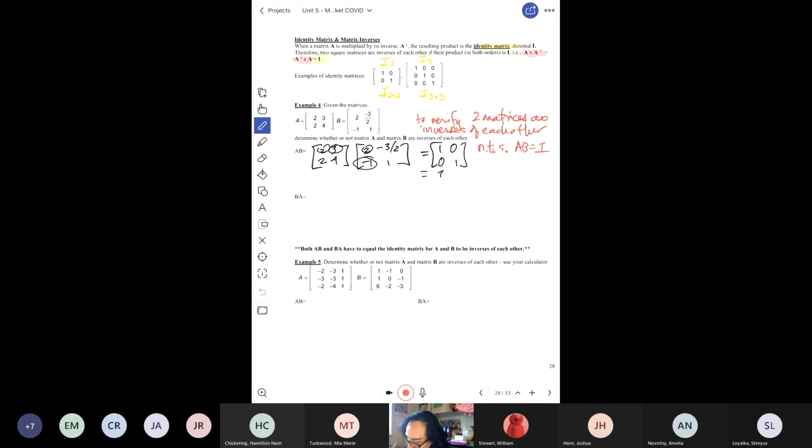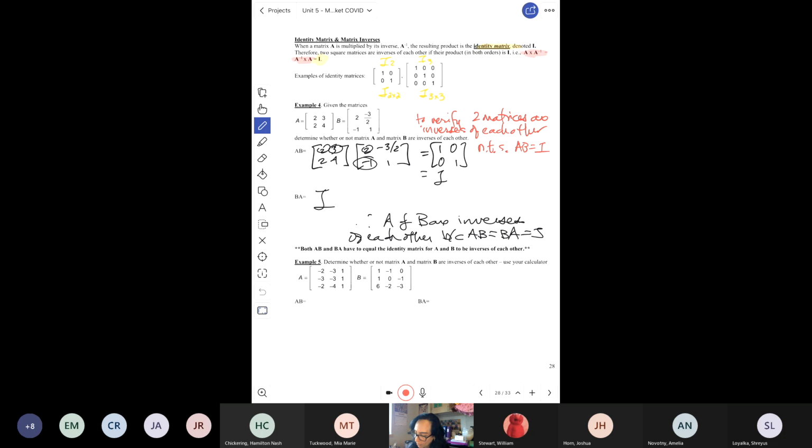So it does in fact equal the identity, as will this, okay? So then you can say, therefore, A and B are inverses of each other, because A times B equals B times A, and they equal the identity.